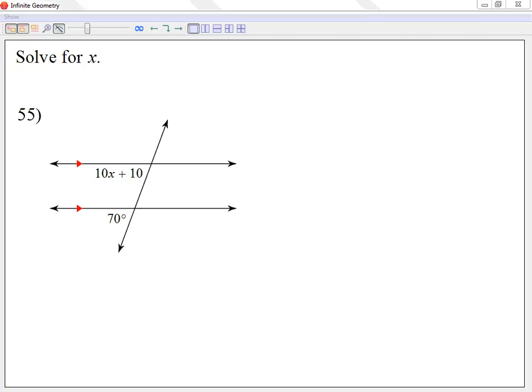Starting at 55, my goal today is to stop at 100 or about 100.